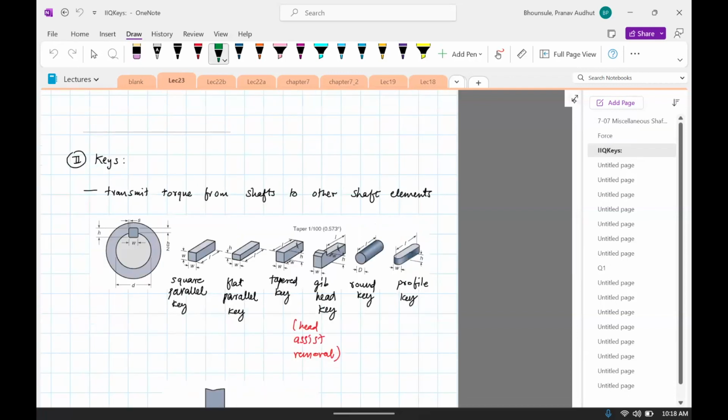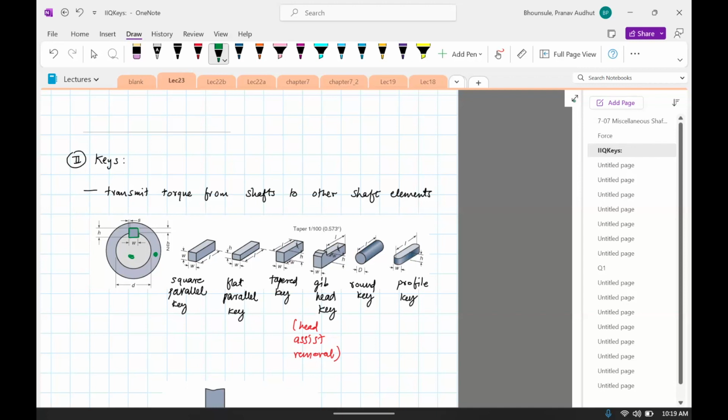Next we go to keys. Keys are used to transmit torques from shafts to other elements. So you can see how it works. The shaft is shown here. This is the shaft. This is the other element. The key is here. It basically sits inside the shaft, a part of it, and some part of it sits on the other component, could be a collar, and it is able to transmit the force because of the way it is designed.